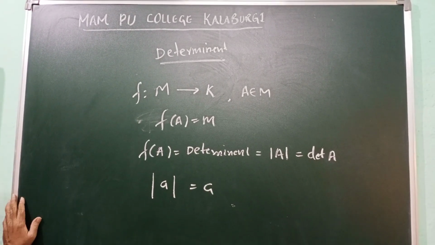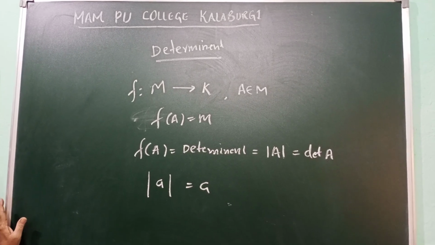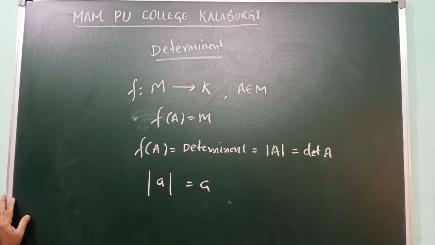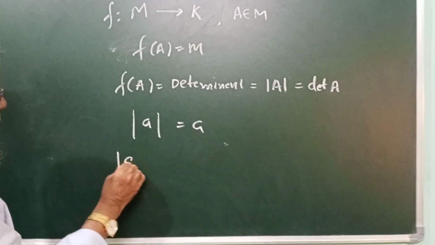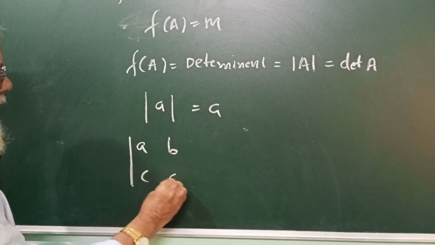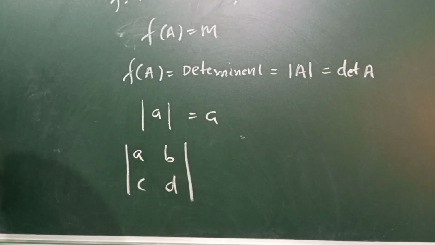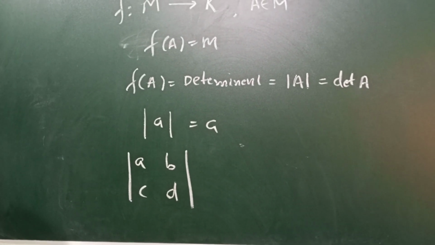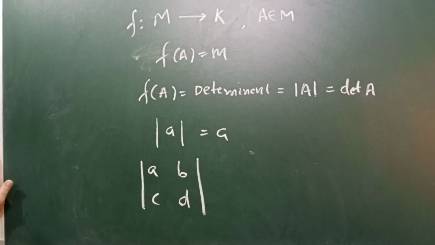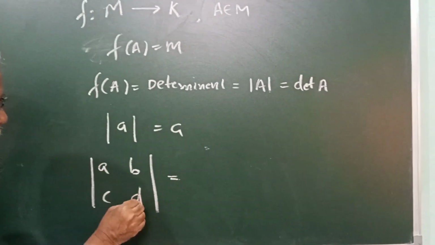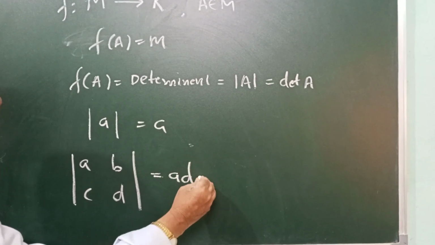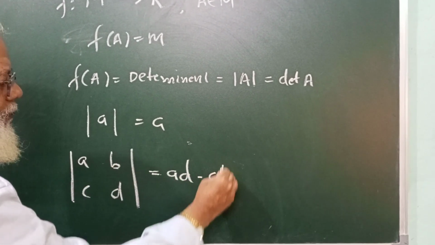So now how to expand the second order determinant, let us discuss it. We write down a determinant with entries A, B, C, D. These A, B, C, D can be numbers, real or complex. Its value is given by A into D minus C into B.